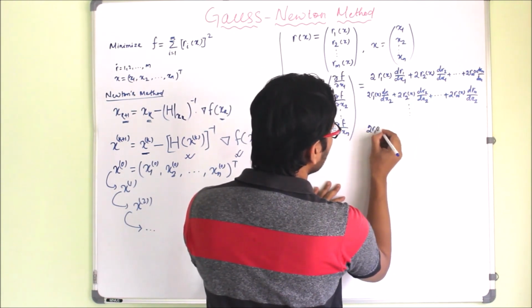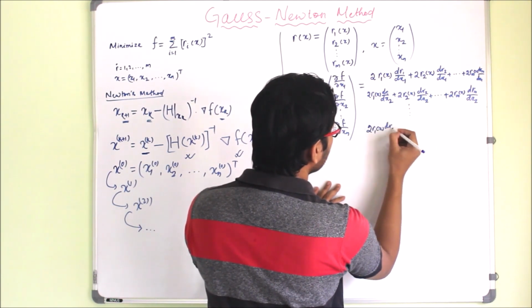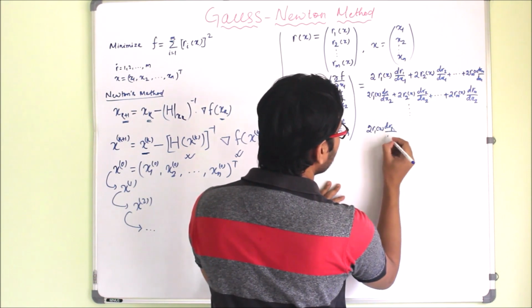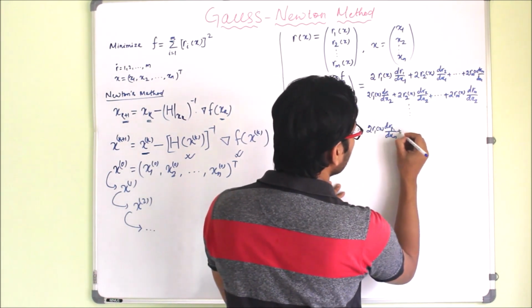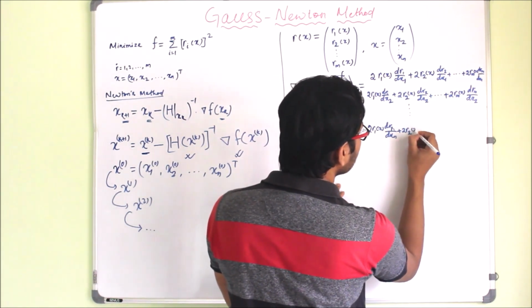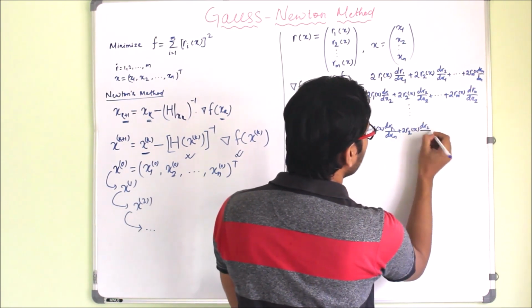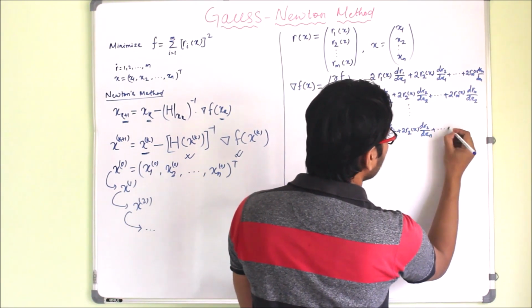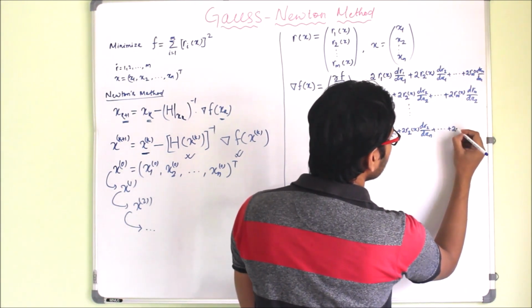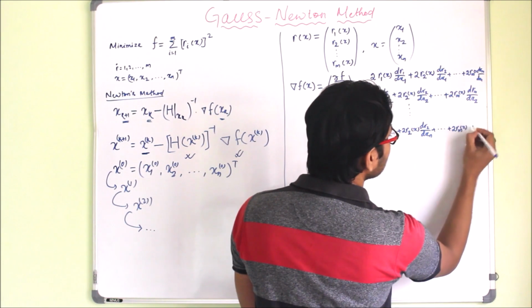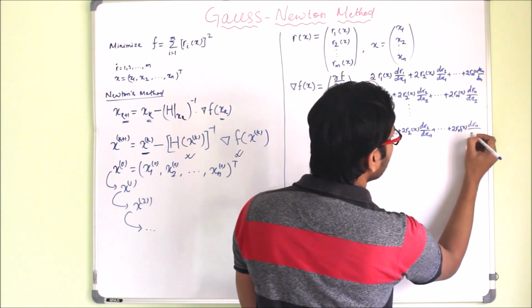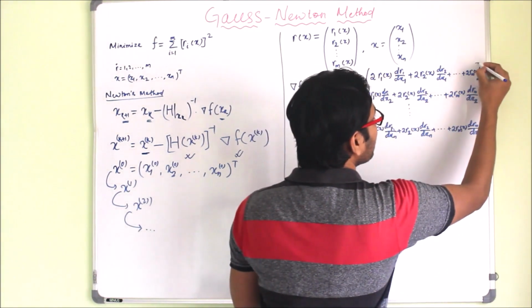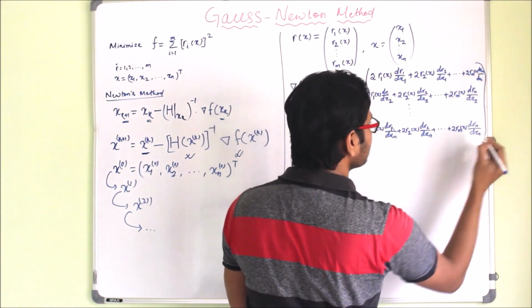2 r1(x) dr1/dxn plus 2 r2(x) dr2/dxn plus so on, and the last term will be 2 rm(x) drm/dxn. So this way we can find this.